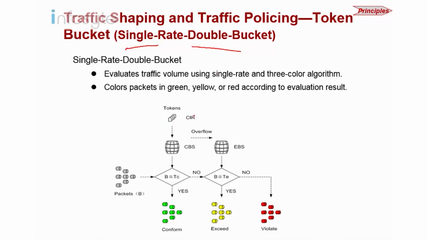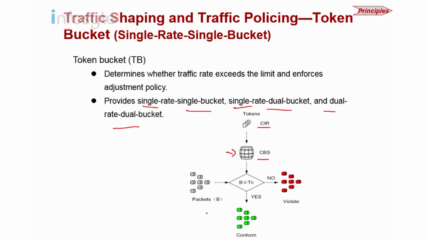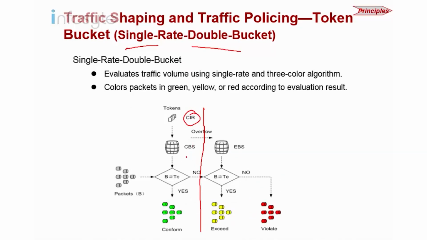So here we have the CIR. You notice that this diagram, if we look into this part here, is exactly identical to the earlier one. The difference over here is that instead of just CBS, we have the EBS. Now EBS is excess burst size, that means anything that is overflow.